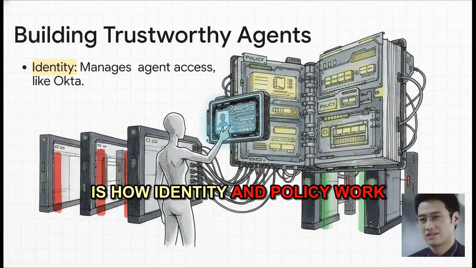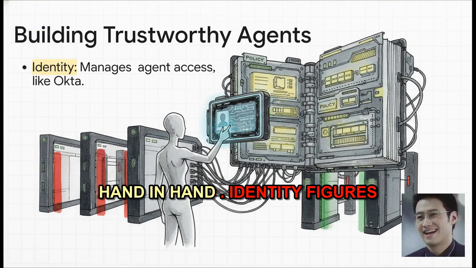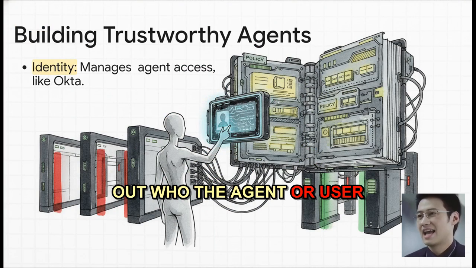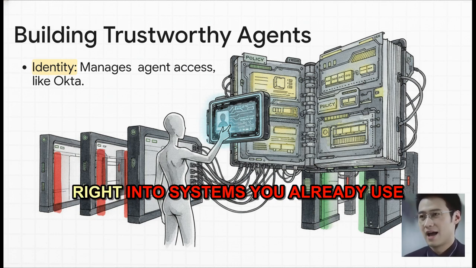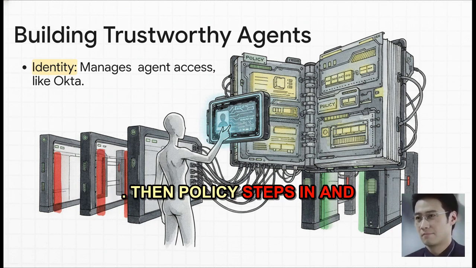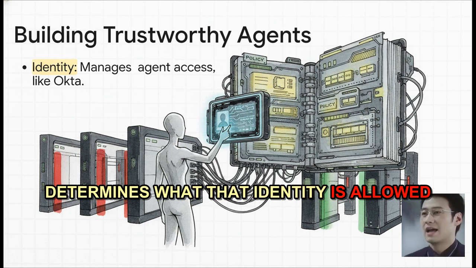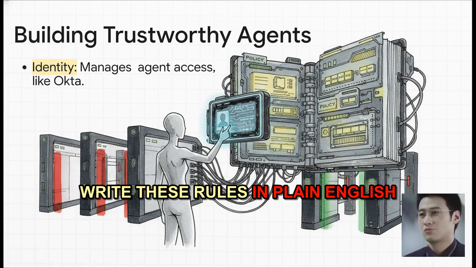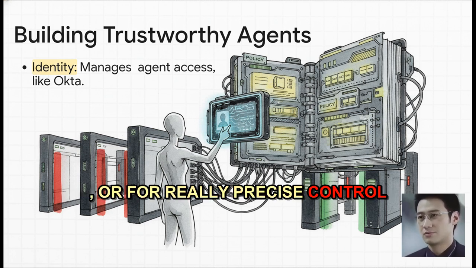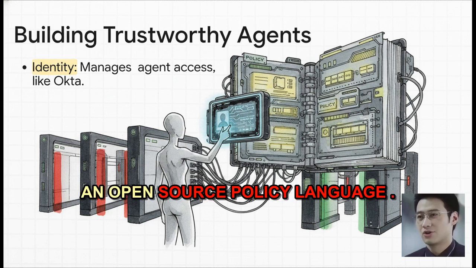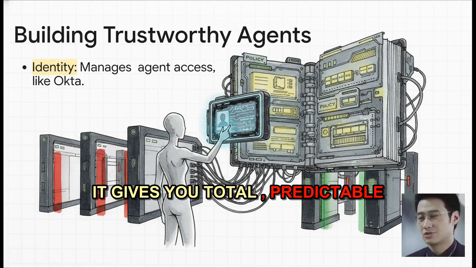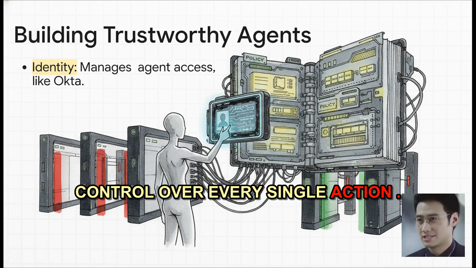The magic here is how identity and policy work hand in hand. Identity figures out who the agent or user is, and it can plug right into systems you already use. Then policy steps in and determines what that identity is allowed to do. And you can write these rules in plain English, or for really precise control, use Cedar, which is an open source policy language. It gives you total, predictable control over every single action.